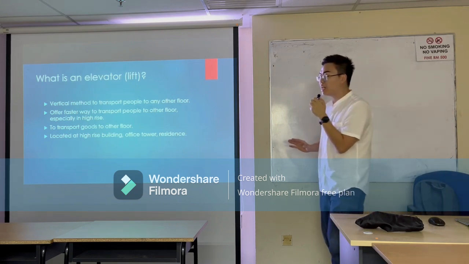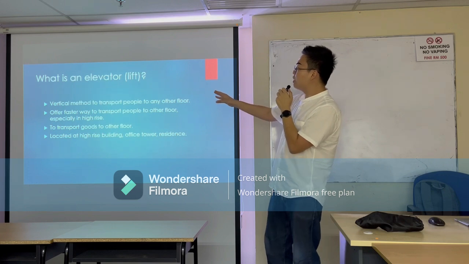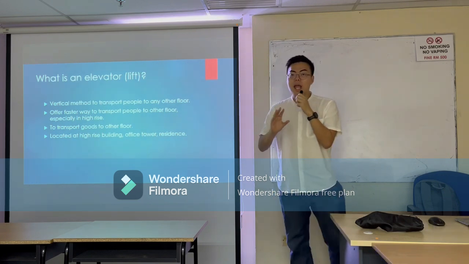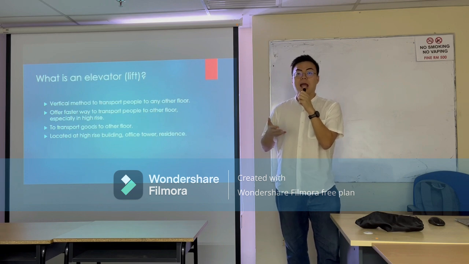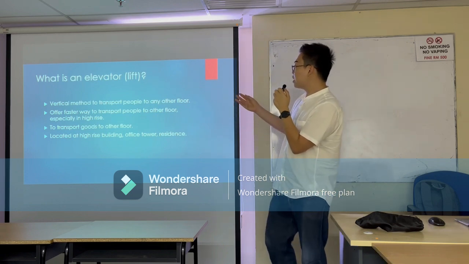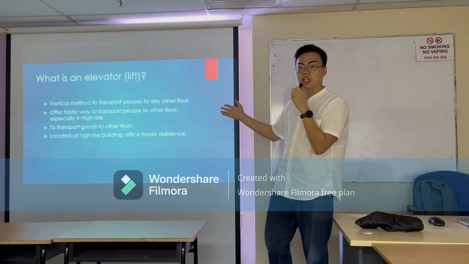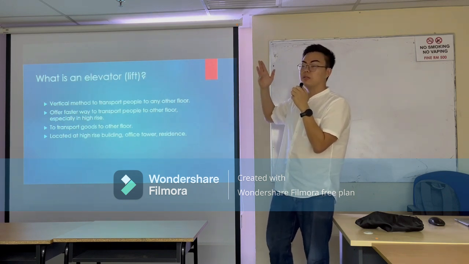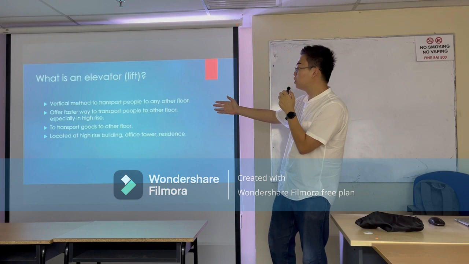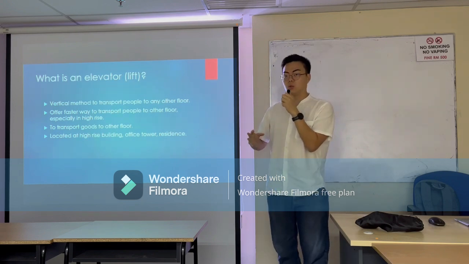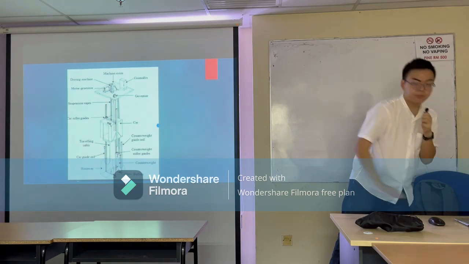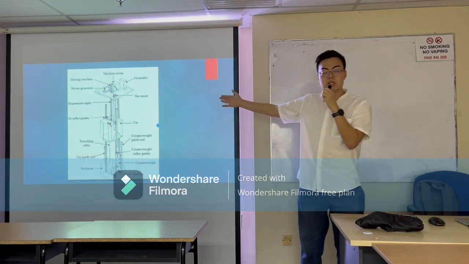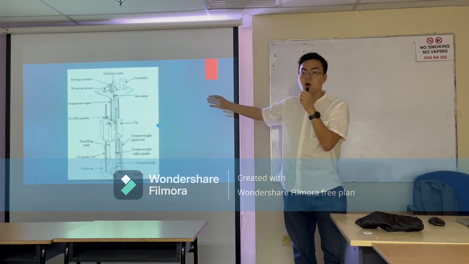So what is an elevator? It is a vertical method to transport people to any other floor in the building. As usual, it is located in most high-rise buildings as well as shopping complexes. It offers the fastest way to transport people to different levels, and we can also use it to transport goods to other floors. My next slide is the components of an elevator, or lift.